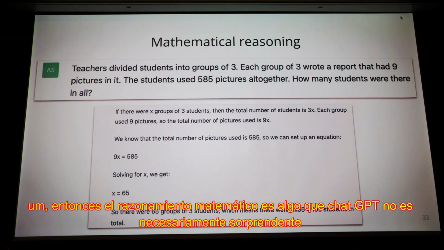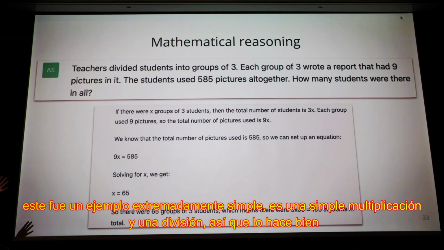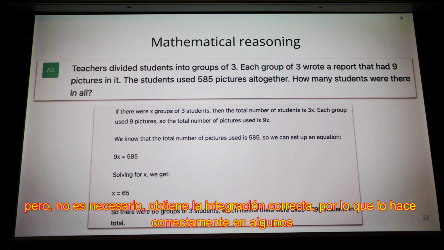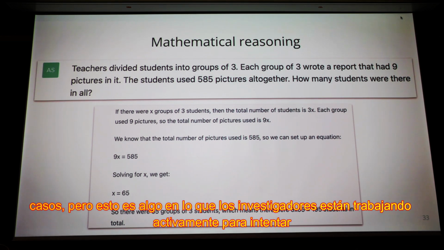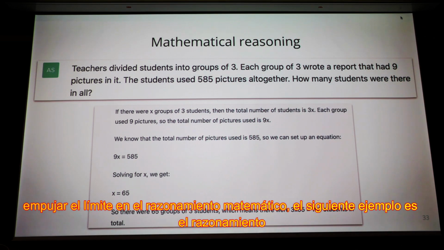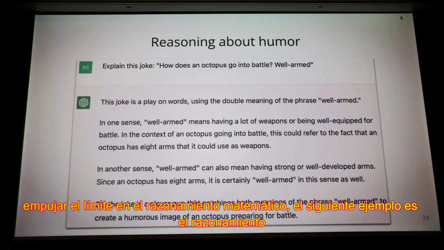Mathematical reasoning is something ChatGPT is not necessarily amazing at. This was an extremely simple example. It's simple multiplication and division, so it gets it right. But it's not necessarily the case that it gets integration correct. It does get it correct in some instances, but this is something researchers are actively working on, trying to push the boundary in mathematical reasoning.